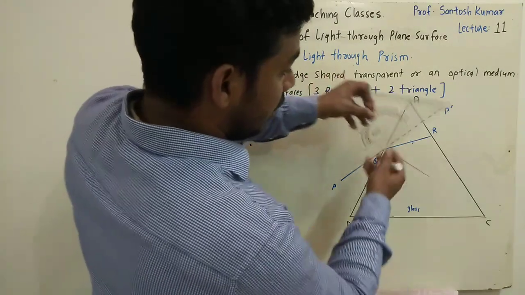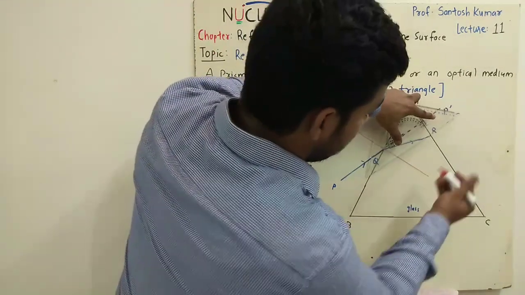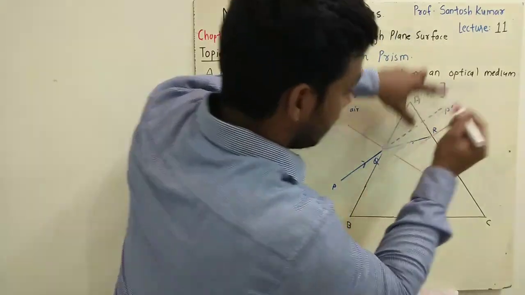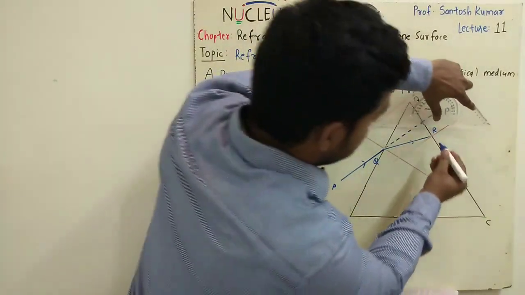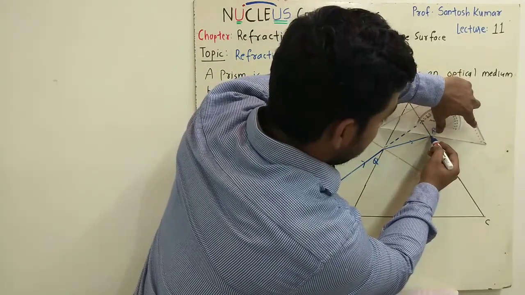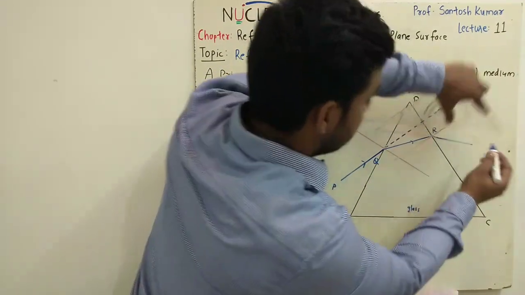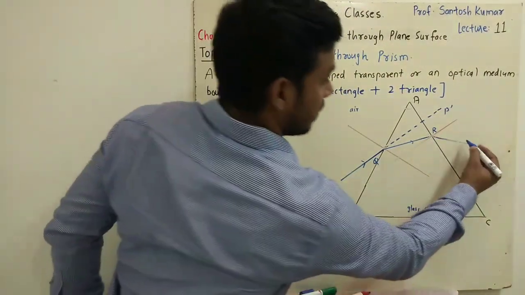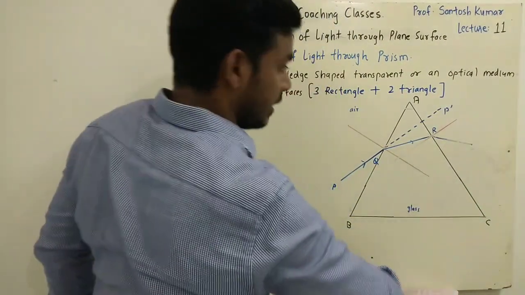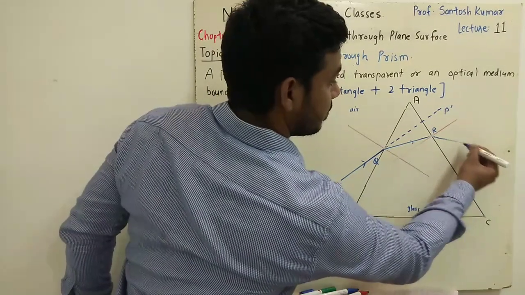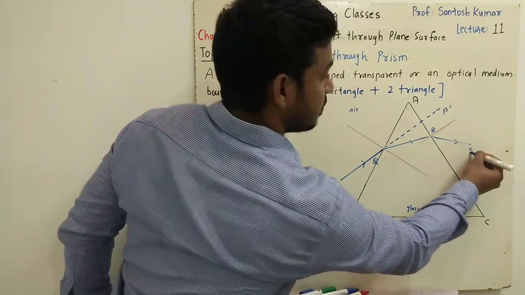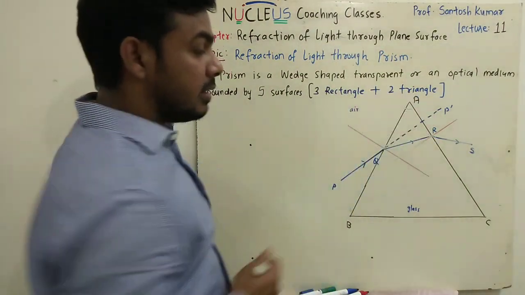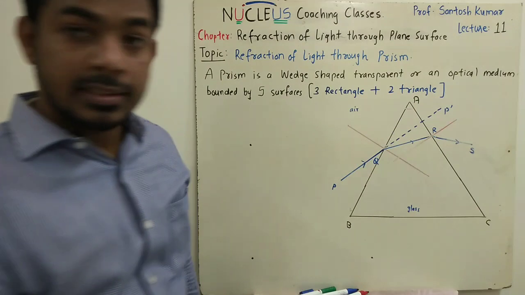So again I have to draw a normal over here on the refracting surface AC of the prism, and now you will see the ray will come out of the prism like this. So this RS over here is called the emergent ray. So we have PQ as the incident ray, QR as the refracted ray, and RS as the emergent ray.